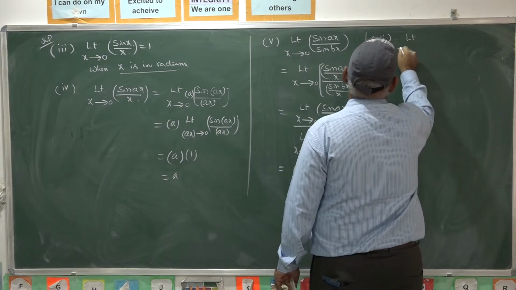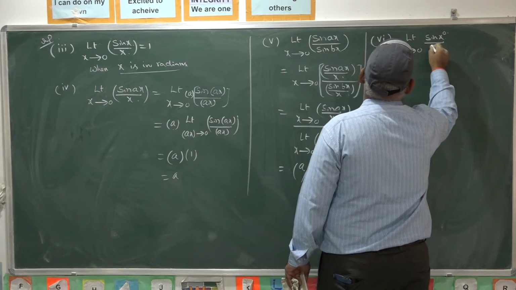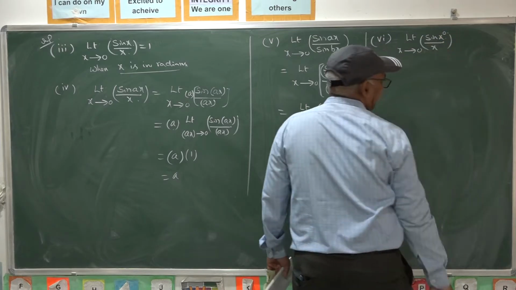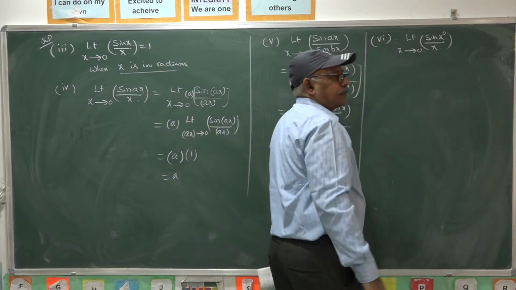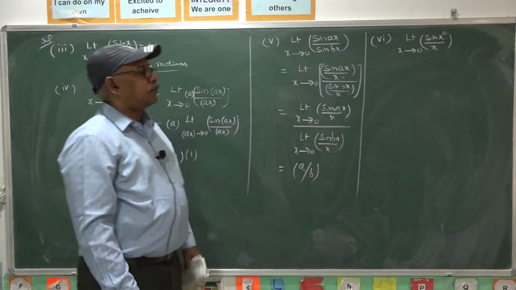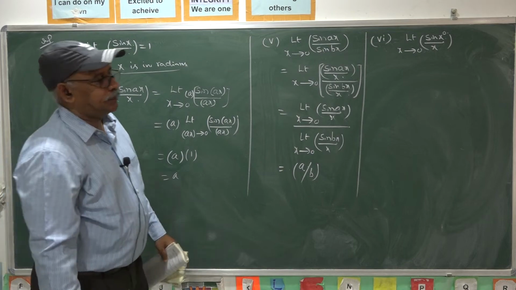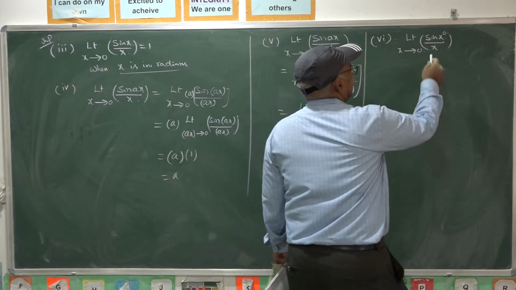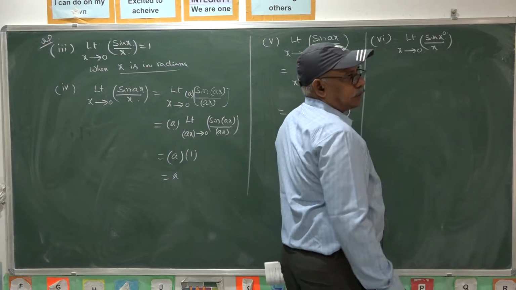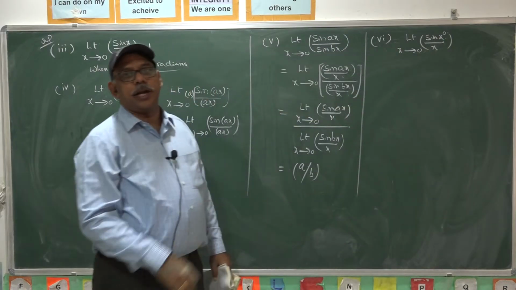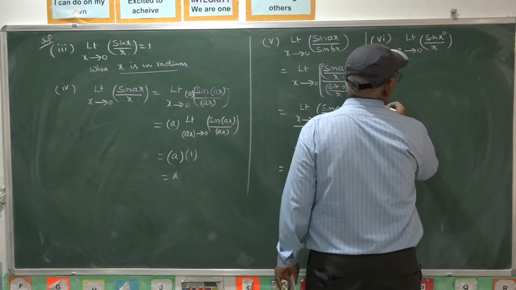Limit as x goes to 0, sin x degrees by x. Here the numerator is given in degrees, whereas the denominator is radians. That is the problem. So now, change the degrees into radians.